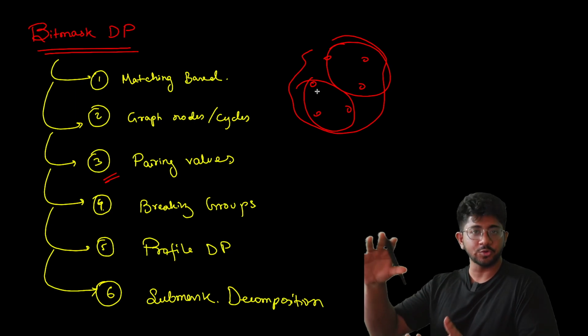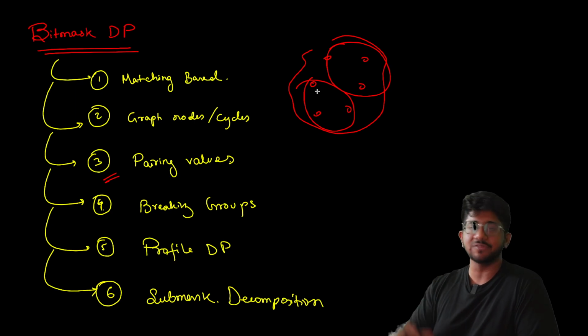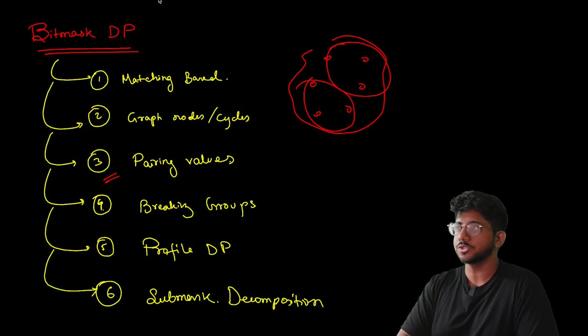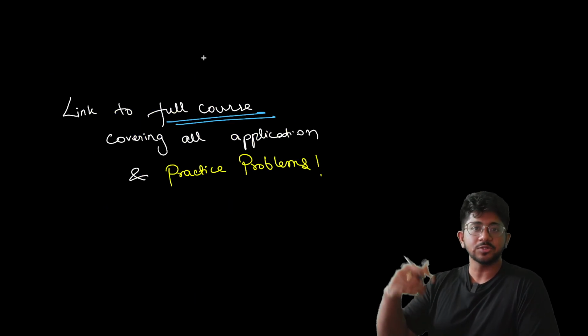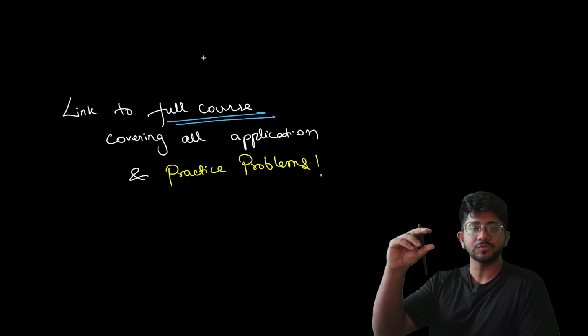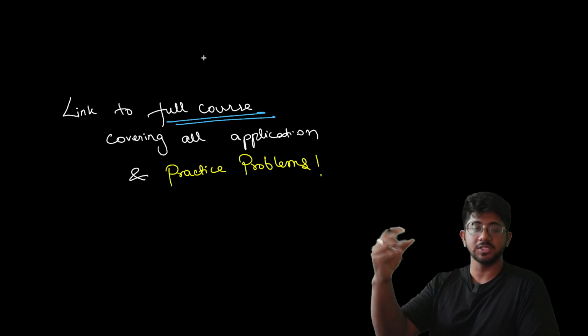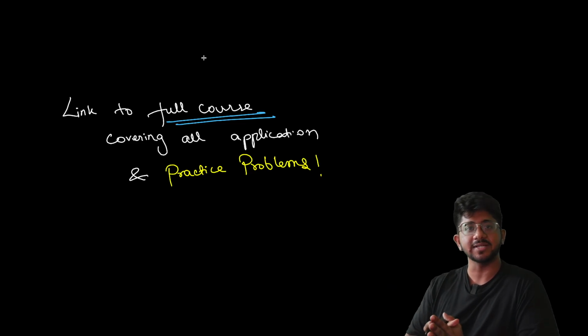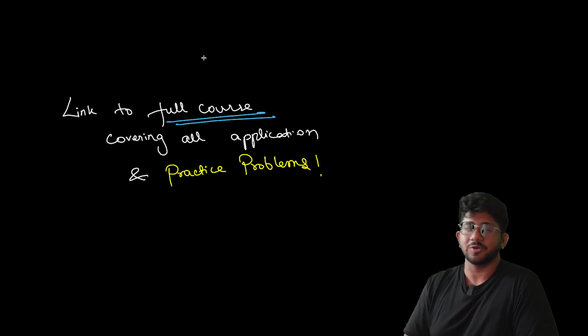Now, don't worry if you don't know these forms. I have created dedicated videos and I have structured them in a small free course. So the link to that course will be in the description below. And there I have attached practice problems for each of these forms, so that you can also code it up and check whether you have understood it correctly or not. Once you do that, you will be able to solve almost any Bitmask DP problem thrown at you.